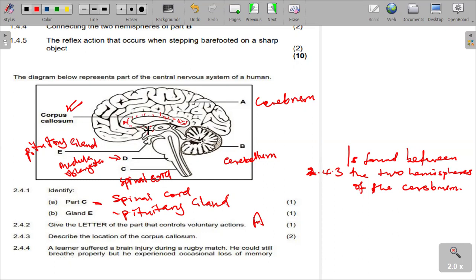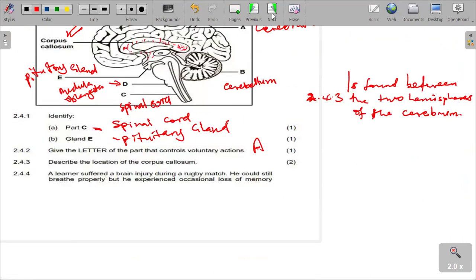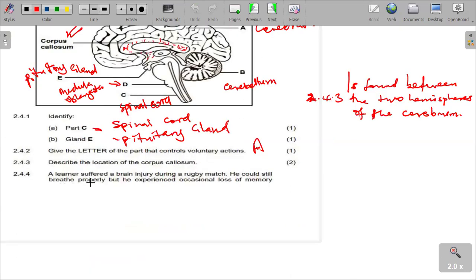Of the cerebrum. And then Elena suffered a brain injury during a rugby match. He could still breathe properly, but he experienced occasional loss of memory. That's what the question is saying. So let's quickly answer the questions that are there. Memory and balancing. The learner suffered injuries during a rugby match. He could still breathe properly, but experienced occasional loss of memory and balance.